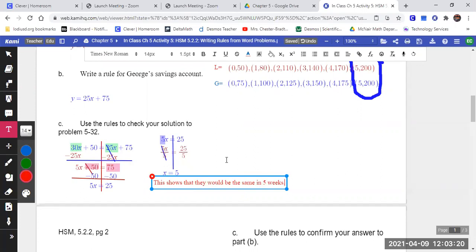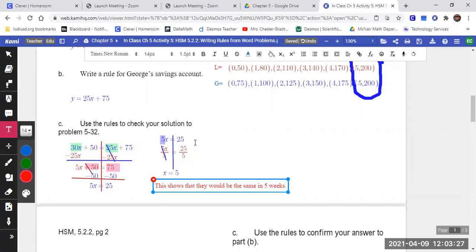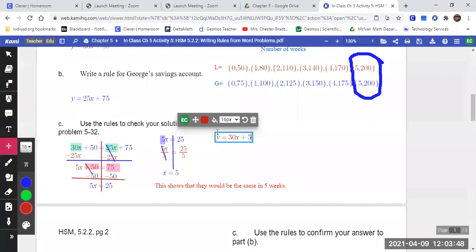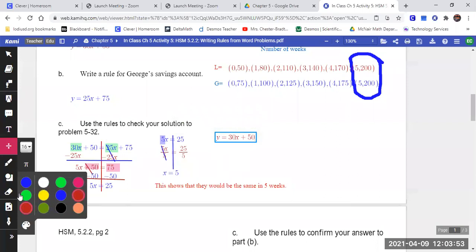Now, our solution, though, that doesn't end our solution. We have to figure out how much money. So even when we do it this way, the algebra way, we still have to go take that 5 weeks back to one of the beginning equations to figure out the money. We don't get the bonus of the table of values. Okay. So our equation, doesn't matter which one we're using, our equation was y equals 30x plus 50. And we have to show that this 5 weeks creates the 200.